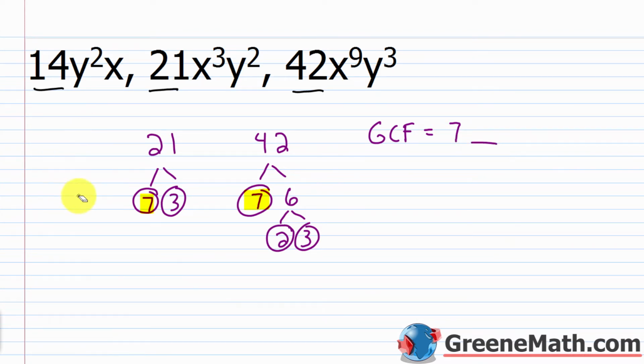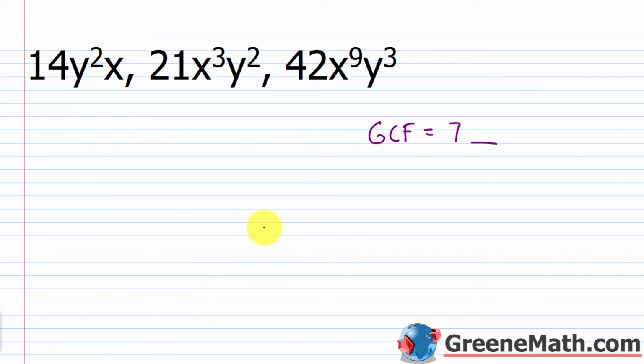All right, so let's erase this. Now for the variable part, I see that I have the variable y, and I have the variable x involved. Now I have an x and a y in every term here. So I'm just going to pick the smallest exponent on each. So I'm just going to write x, and I'm going to write y, and then I'm going to write the smallest exponent that appears on each.